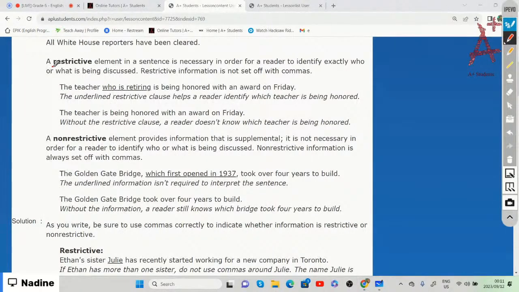A restrictive element in a sentence is necessary in order for a reader to identify exactly who or what is being discussed. And restrictive elements are not set off by commas. So any information when it comes to restrictive elements is not set off by any commas.